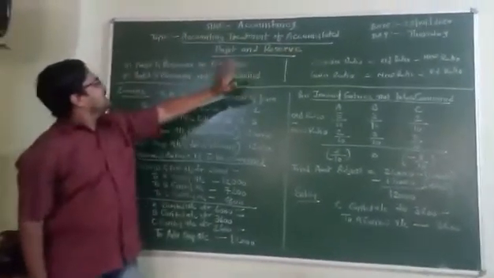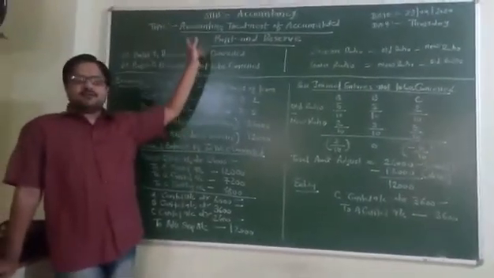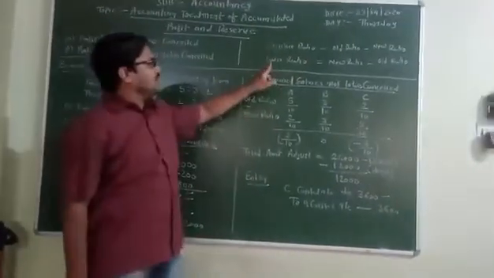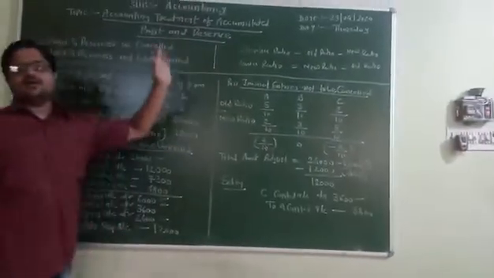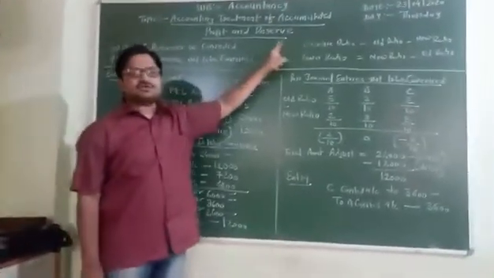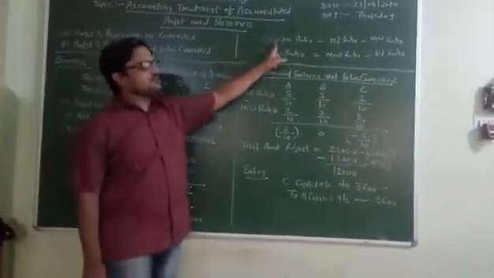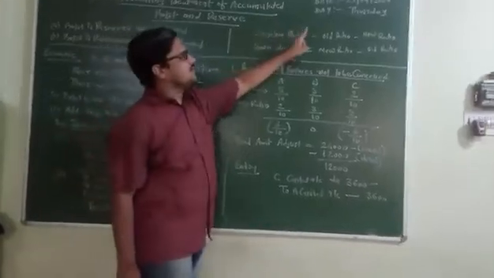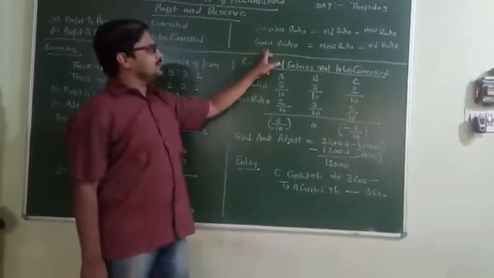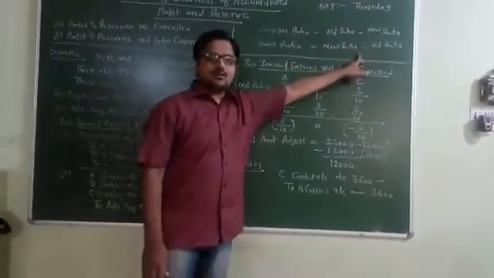Today our subject is accountancy, and our topic is accounting treatment of accumulated profit and reserve. All of you already know that in the previous video, Shama ma'am has already explained the sacrifice ratio and gain ratio, and how to find them. The formula: sacrifice ratio is equal to old ratio minus new ratio, and gain ratio is found with the help of new ratio minus old ratio.